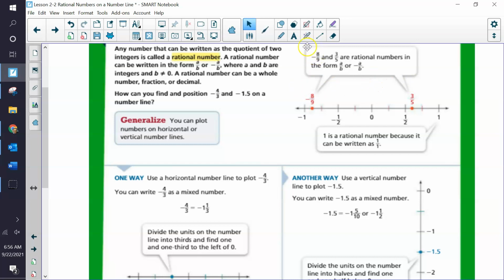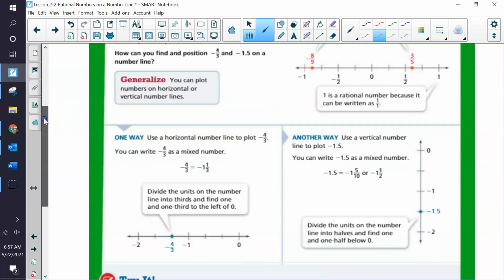It does mention up here what rational numbers are, so we do need to know what a rational number means. It's simply a number that can be written in fraction form. Any number that can be written as one integer over another integer. It could be positive or negative. And it says something very important down here: b, the bottom number, the denominator, can never be 0. You can't put a 0 down there. So one integer over another, as long as you don't put a 0 as the denominator.